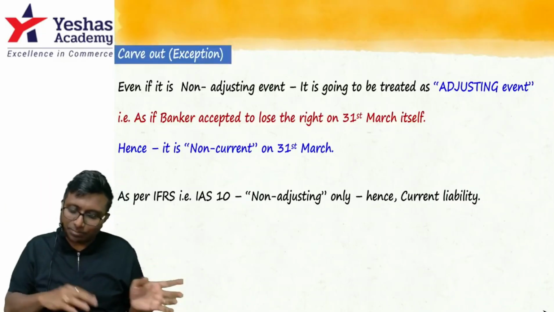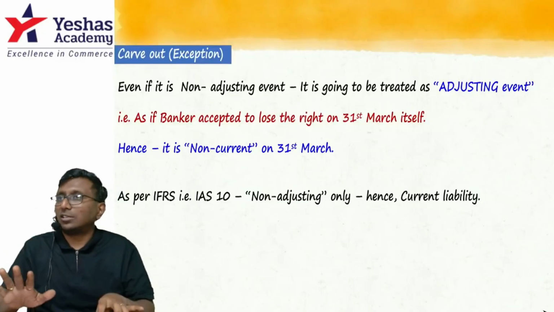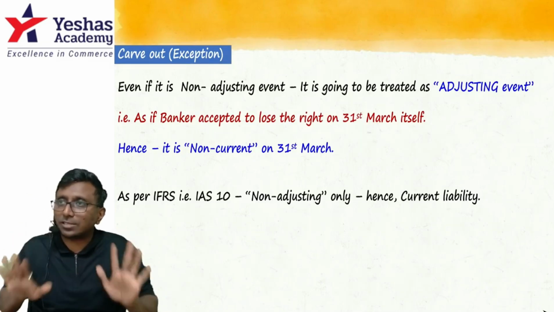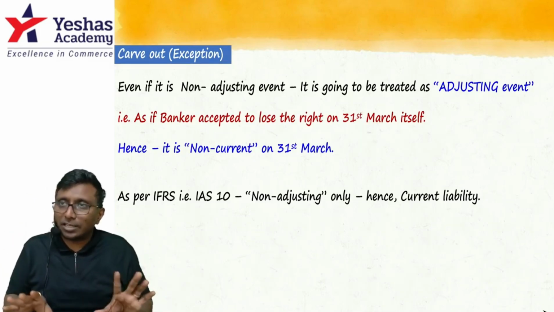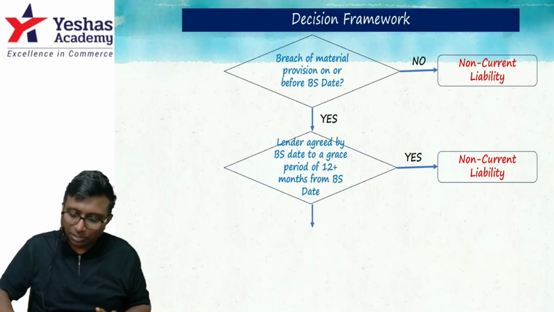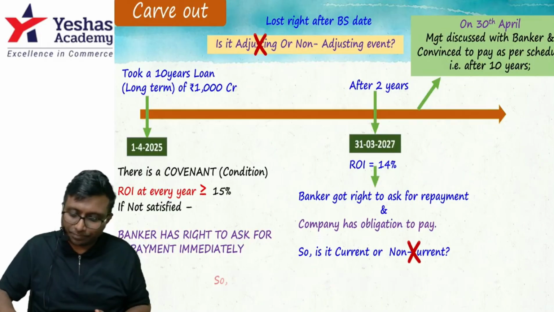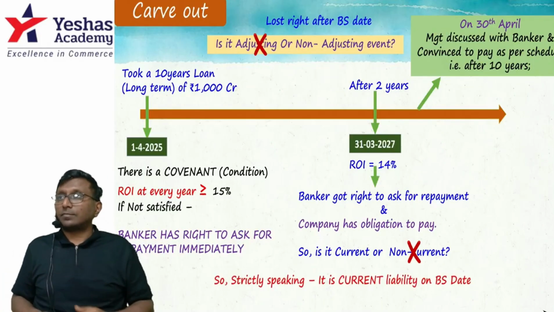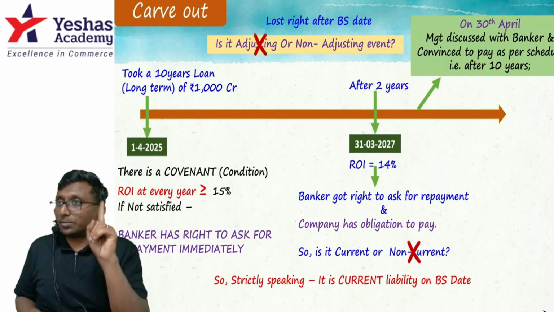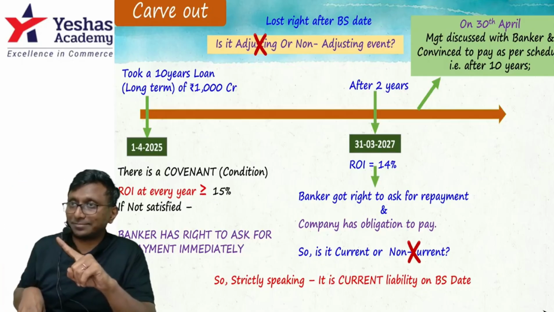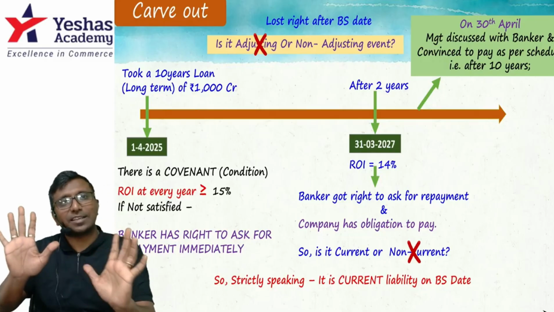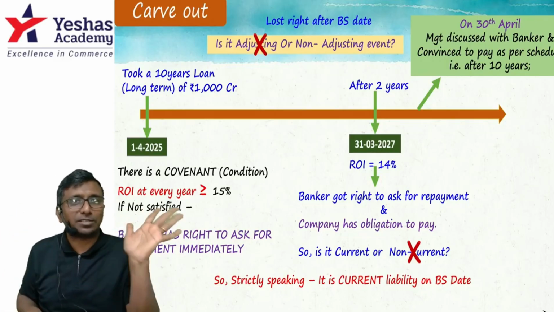So as per IFRS 10, it is a non-adjusting event only. That means it's still a current liability as per IFRS. So May 27 onwards will be at par with IFRS. Clear? Right. Now, one small thing. Can you make a note of this first? If it is May 27, don't write the carve out word also. Just like an example, you write it. This is one more example. That's it.